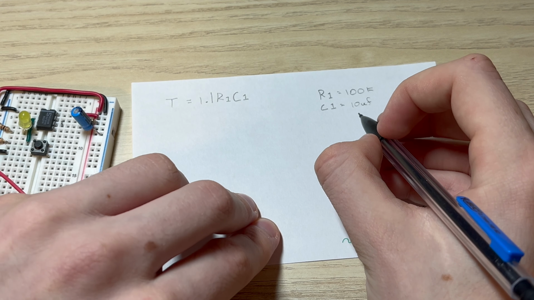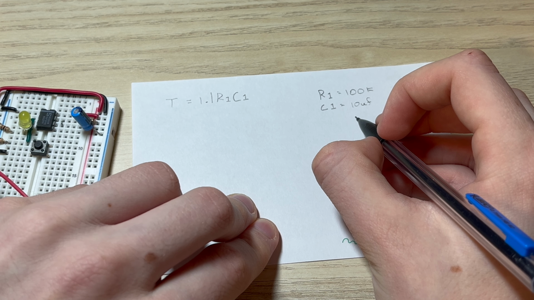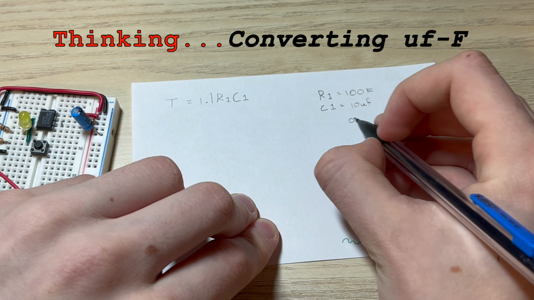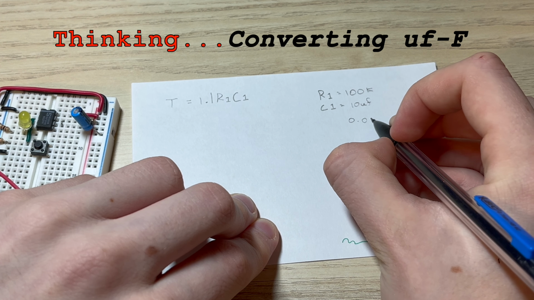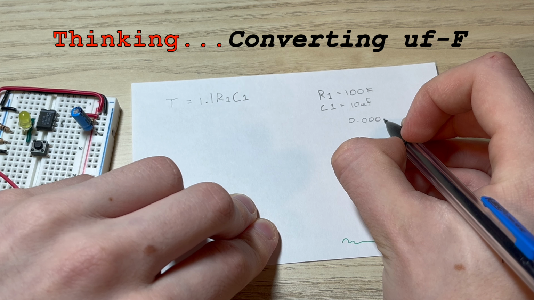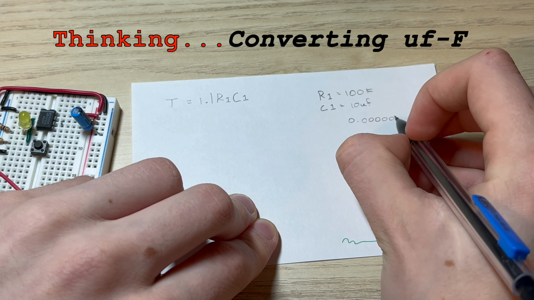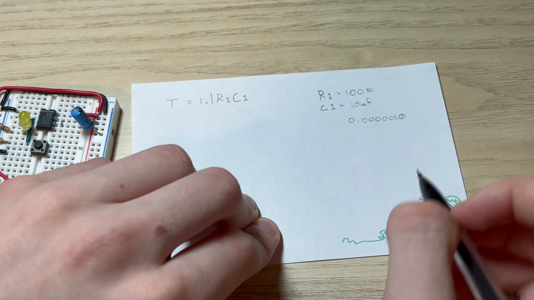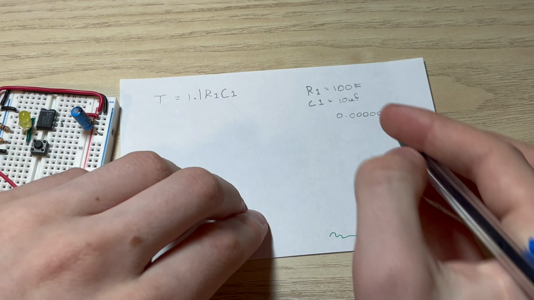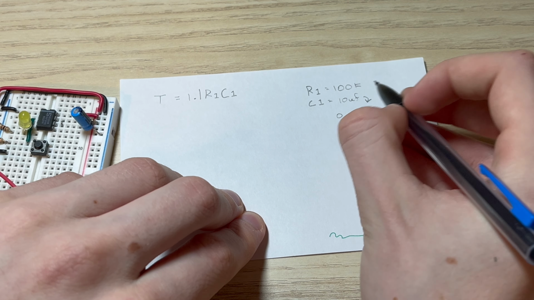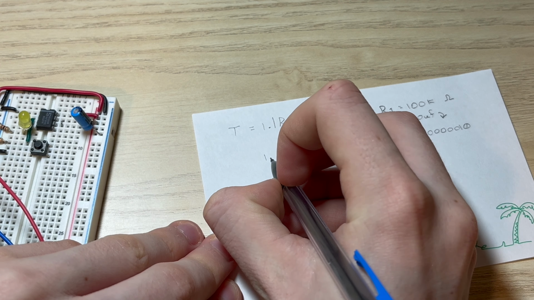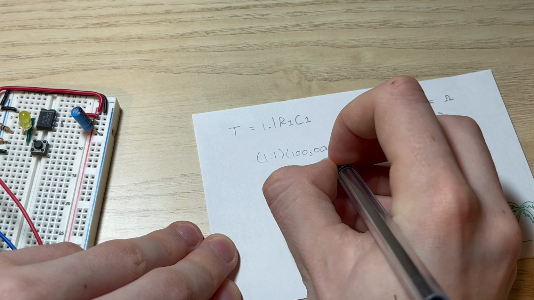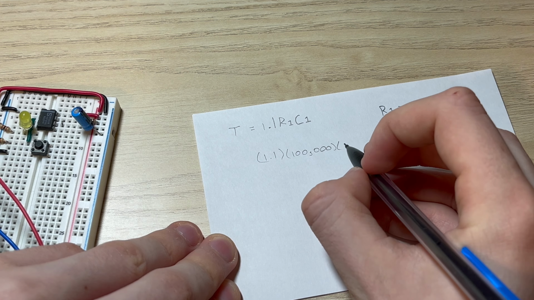We have to convert this to farads. Let's see, what would that be? 10 microfarads in farads would be 0.000010. That would be what we actually use, and then we just keep R1 as ohms. So 1.1 times R1, which is 100,000, and then times our number here.